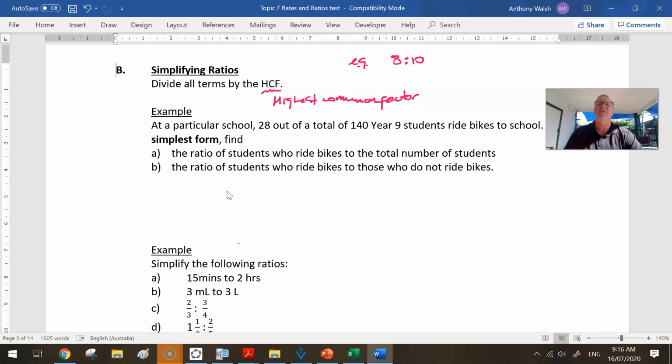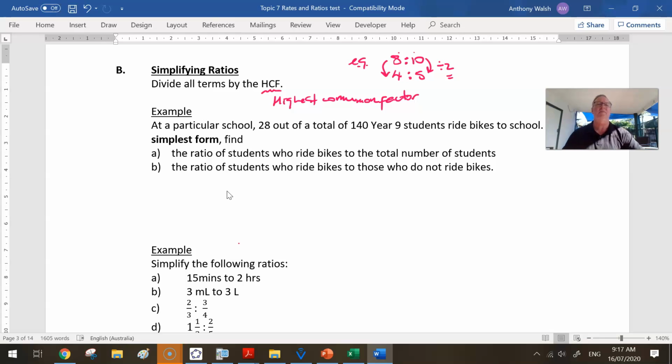2 can divide into 8 4 times, and 2 can divide into 10 5 times. So basically, I'm just taking both sides and dividing everything by 2. Now 2 is the highest common factor of 8 and 10. It's the largest number that will divide into both 8 and 10. Now when you get it to this stage, 4 is to 5, you can't make it any simpler. There's no other number apart from 1 that will divide into 4 and 5.